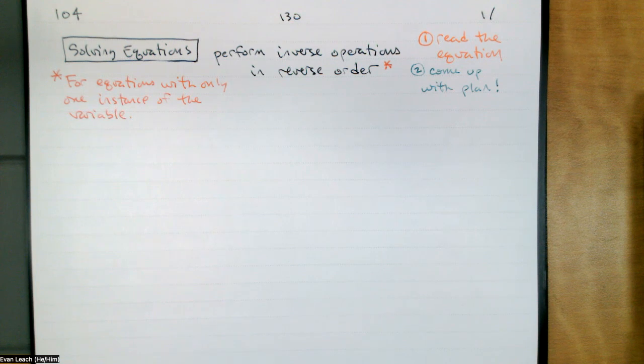Like even exponents produce plus or minus. So we have to know that if there's an even exponent, when we invert that, we're going to have a plus or a minus. Also, with trig functions like sine and cosine, we know that there are infinitely many solutions. So we're going to have to learn how to deal with that, because our calculator is only going to give us one inverse. So we're going to have to figure out how to express all of those.